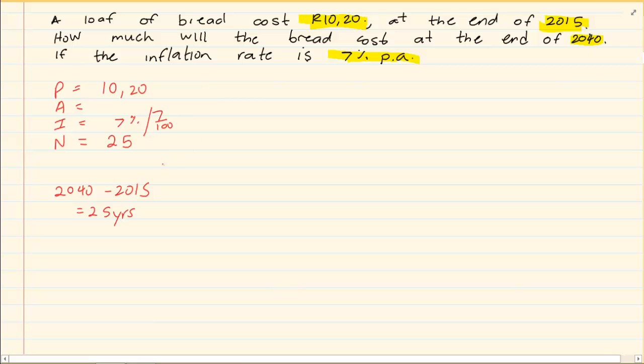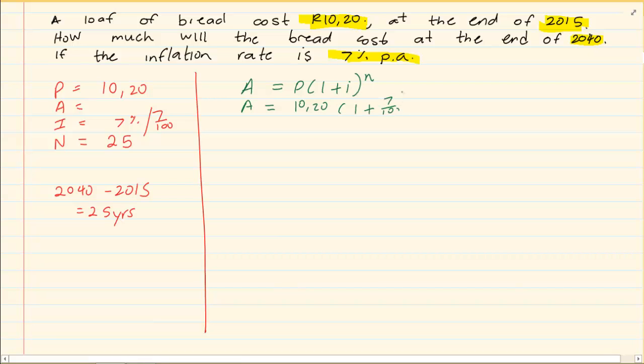Once we got our pain written down and we filled in the information, we need to go to the correct formula. We know it is compound interest because it is inflation. Then you simply press it into your calculator and you'll have the cost of the bread in 25 years will be 55 Rand and 36 cents.